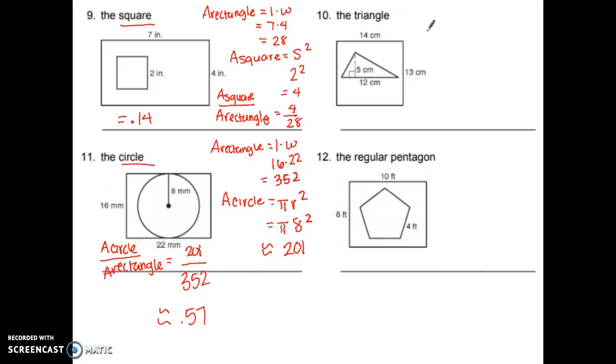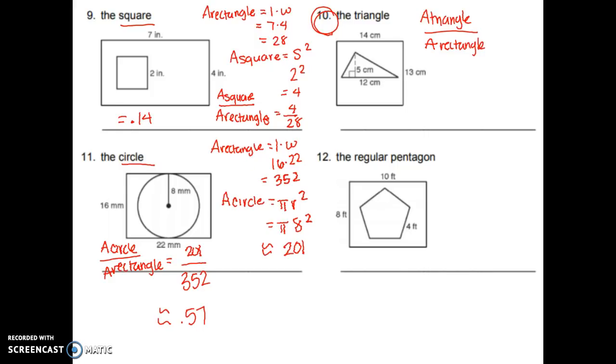Okay, so you're going to do the same thing here. You're going to find the area of my triangle divided by the area of my rectangle. You're going to do number 10, go get it checked off, make sure you get that right, and then you can go ahead and get started on your homework.